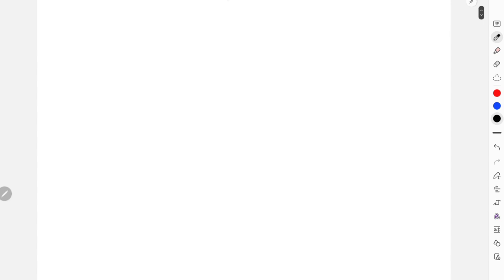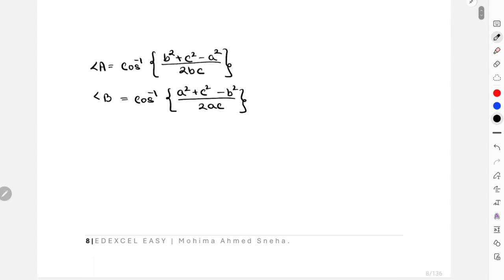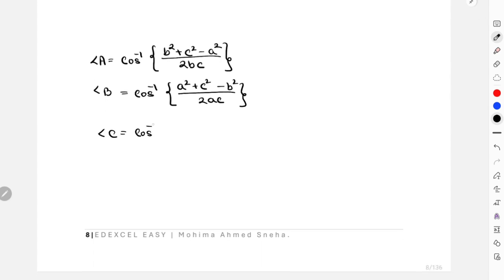If you want to find out an angle with the cosine rule, angle A is going to be cos inverse of (b square plus c square minus a square) divided by 2bc. Then if you want to find angle B, similar process, only in this case you have b square in the minus format, divided by 2ac. Lastly for angle C, this is going to be cos inverse of (a square plus b square minus c square) divided by 2ab. This is the angular formula.